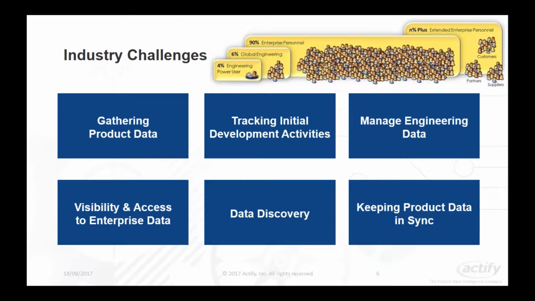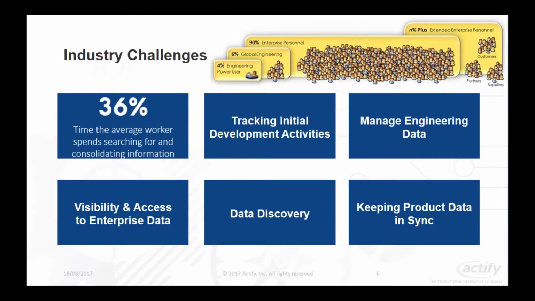And then the same goes for sales. Giving a $30,000 CAD seat to a salesperson that's trying to do a quote and he just needs some basic information is pretty much overkill. So gathering product data, 36% of the time the average worker spends searching for and consolidating information. Included in that is going down the hall and interrupting somebody else that's doing their job that has access to the data. And it's not only in engineering, it could be going down to your financial department to know costing information.